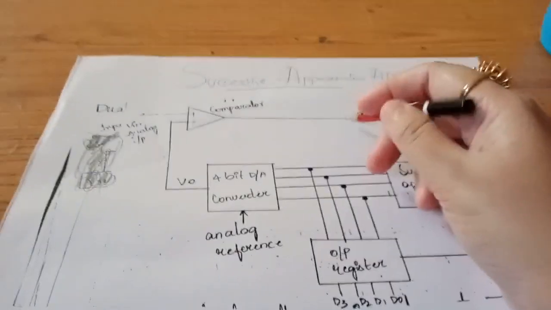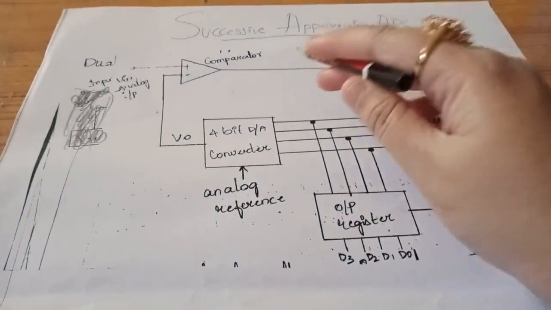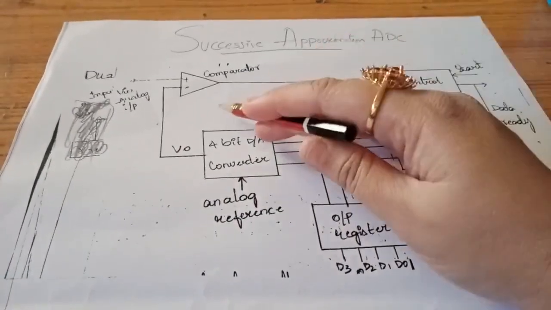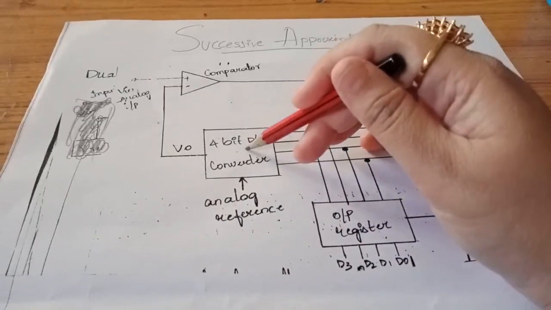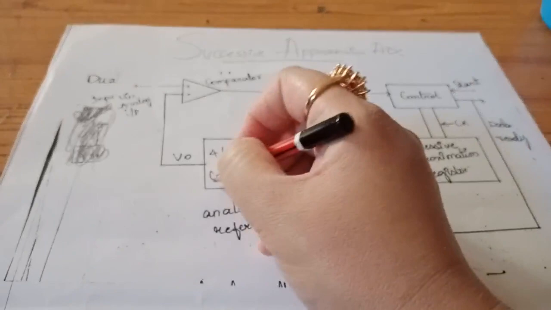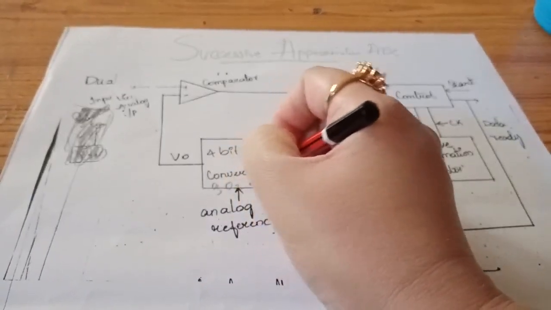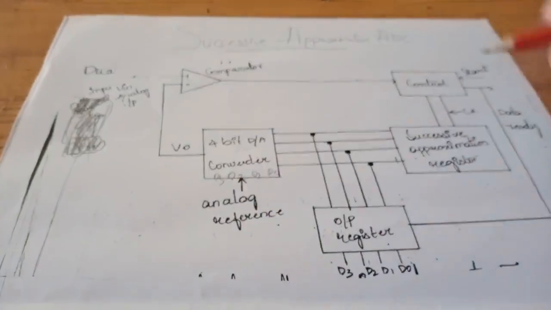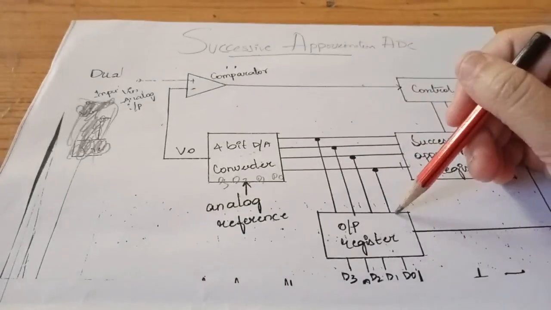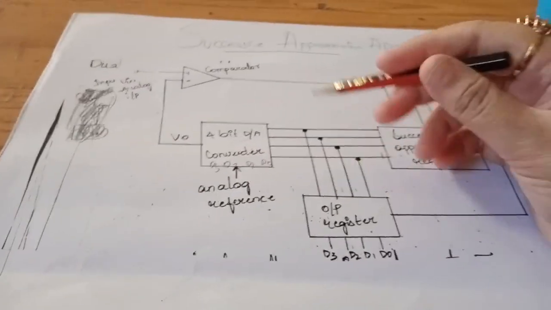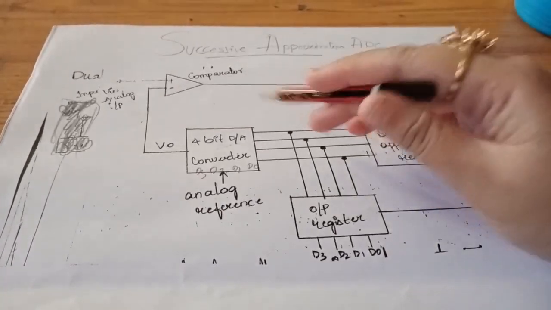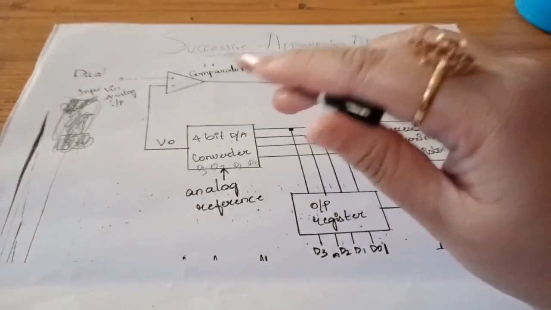See, in this successive approximation method, once again I am telling, listen carefully. It consists of different blocks: the comparator, the 4-bit D to A converter, which means it has D3, D2, D1, D0. Then the output register, the successive approximation register, and the clock.